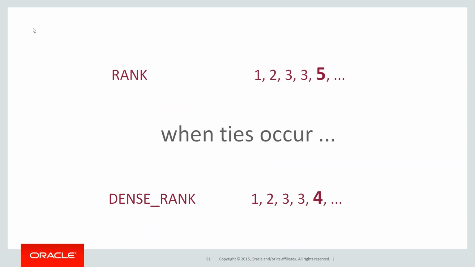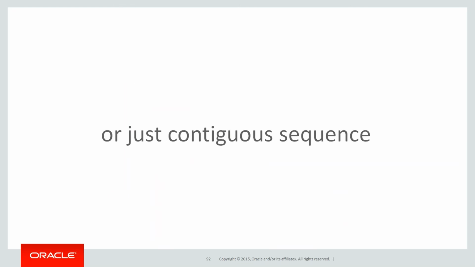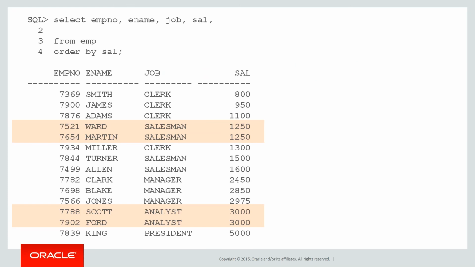You can actually use a different function called DENSE_RANK. And what that will do is go 1, 2, there's two ties at third, then the next number is fourth. So you have total control over what you want to do with that. The other option is you can just have a contiguous sequence even if there are ties. If I use ROW_NUMBER, it'll be 1, 2, 3, 4, 5, even if there's a tie. And we can see that with an example.